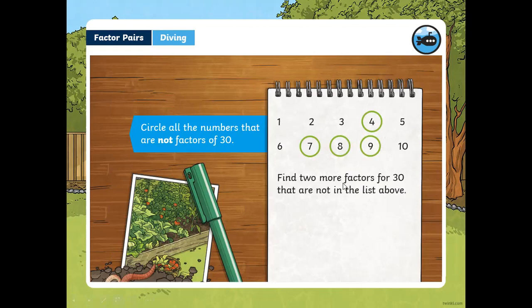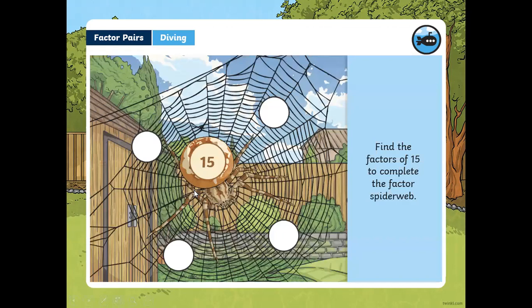Next, find 2 more factors for 30 that are not in the list above. Tell me. 30 itself, and 15. 15. Very good. See, you guys are good. You're really understanding factors very well.